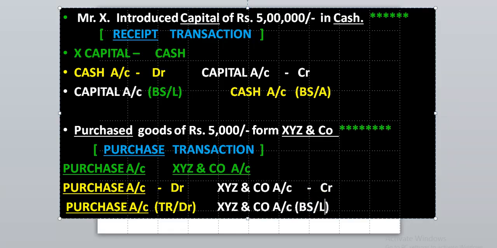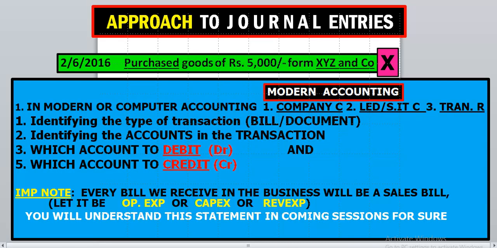L means liabilities. So this is how the new type of recording can be understood. Okay, guys, the students generally practiced a simple method of recording or generalizing the transactions, but this is a very beautiful method which I believe the students will not forget for their whole life. And approach to journal entries for modern accounting.